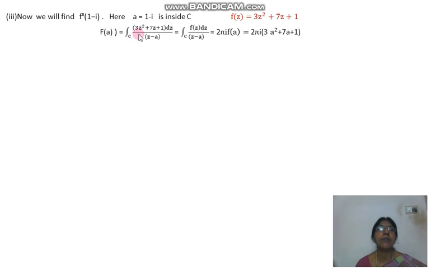What is f of a? This is the given data: f of a is equal to the integral of 3z square plus 7z plus 1 over z minus a dz. We had already taken this as f of z, so in its place we wrote f of z over z minus a dz. What is the formula? Integral f of z dz by z minus a is equal to 2 pi I into f of a. We need 2 pi I into f of a. Here f of a means this f of z, so substitute. What is f of a? 3a square plus 7a plus 1, we substituted.